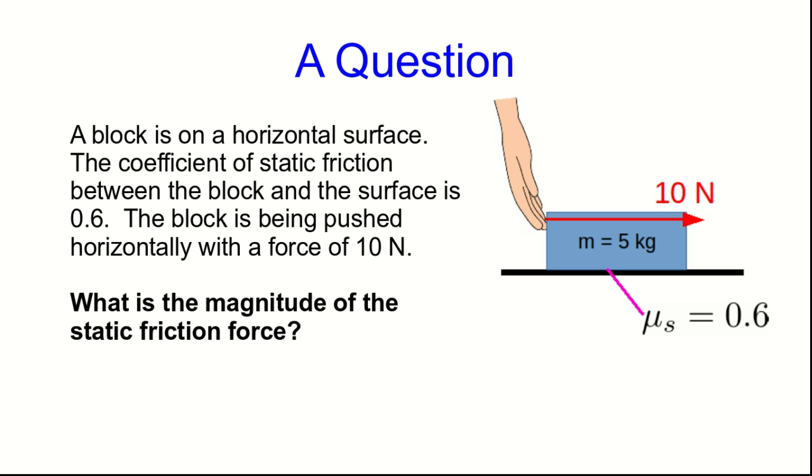So here we have a block. It's sitting on a horizontal surface. We know the coefficient of static friction, and we know the inertia of the block. And a hand is pushing on the block with a force of 10 newtons. And we just want to know how big the static friction force is on this block.